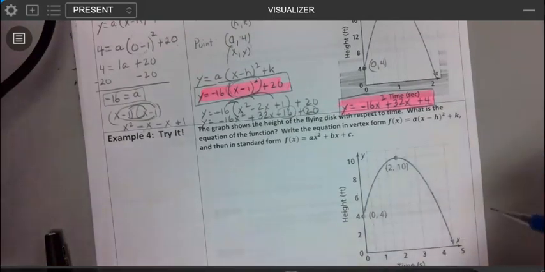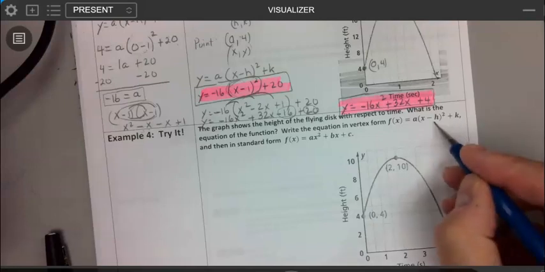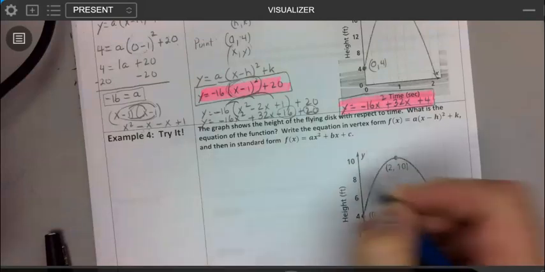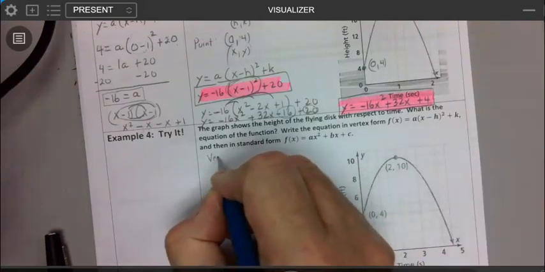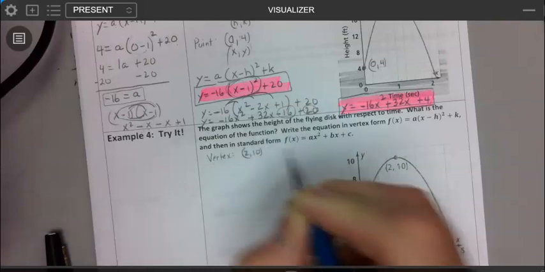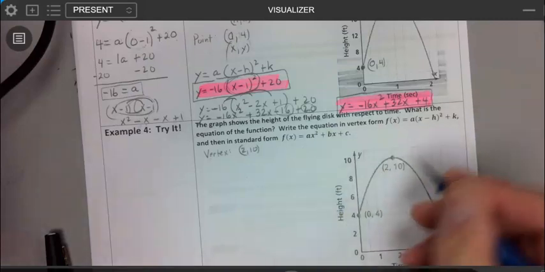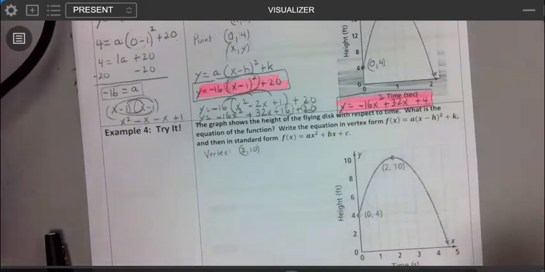So this one here, they want you to go from vertex to standard. So my vertex of this parabola is (2, 10). And the point on the parabola is (0, 4).